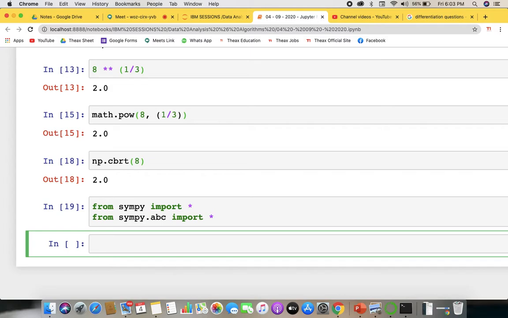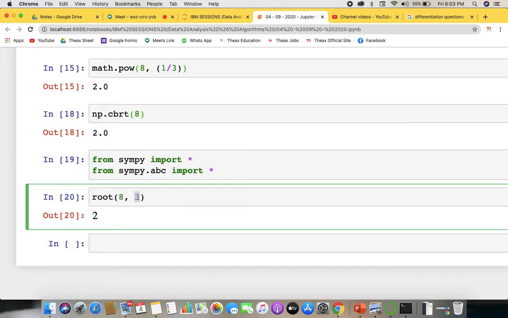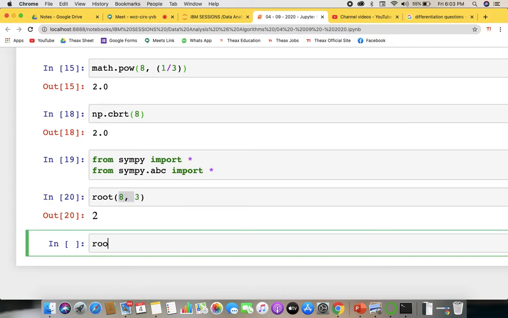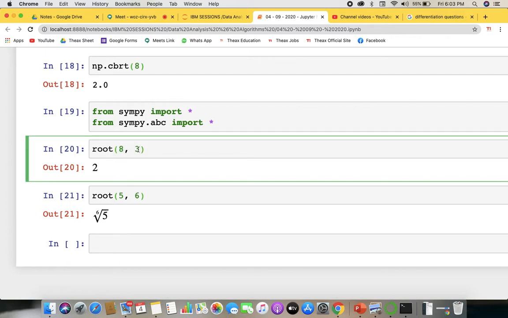Okay, so cube root of 8. Here we write root of 8 by 3. Got it? Root of 8 by 3. What this means is that you want to find a root of 8 with index 3. That is the cube root of 8. Root of 5 by 6 is the 6th root of 5. Do you understand what I'm saying? We're working with surds. You might have dealt with them in class 7th and 9th, where you get questions on surds.